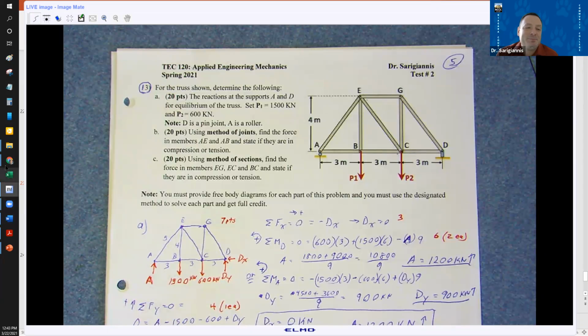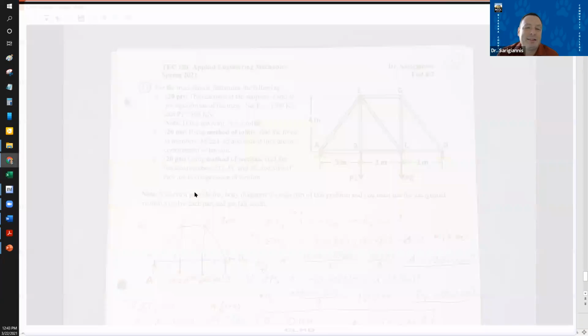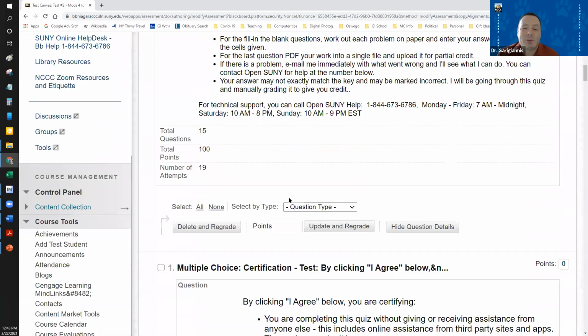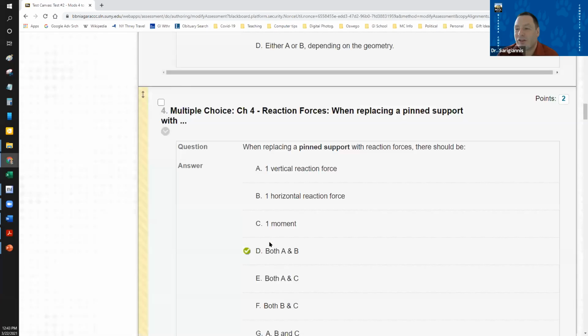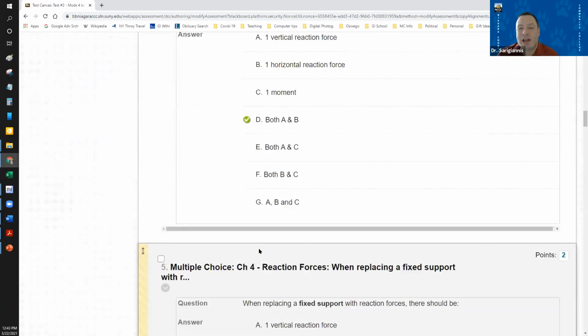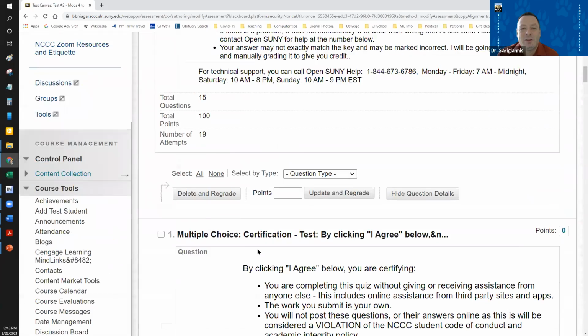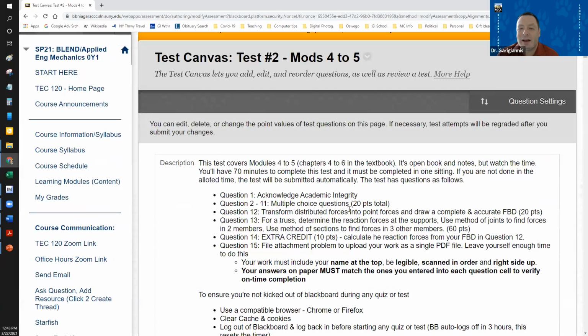Don't spend all your time in a test working on the multiple choice, which is worth a total of 20 points. These were like 2 points each, 2 times 10. Did I put the question? Yeah, I did. I put the multiple choice, 20 points total. Question 12 was 20 points. Question 13, 60 points. And then extra credit was number 14.